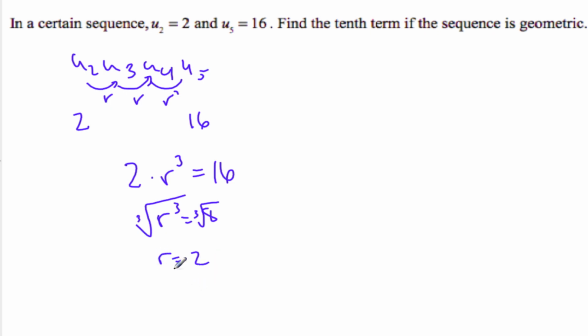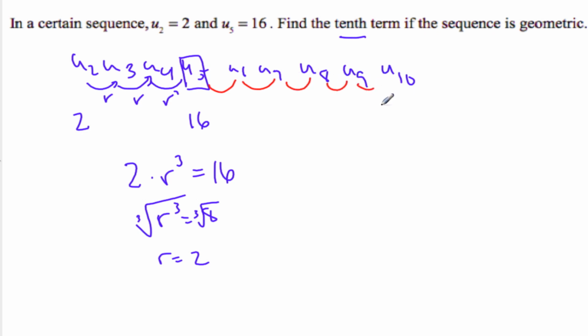Okay, so now I know I want to find the 10th term, so that means U10. Well, I have U6, U7, U8, 9, and 10. From U5, let me change colors here. I'm going to go 1 r, 2 r's, 3 r's, 4 r's, 5 r's. So if I take my U5 term, which is 16, multiply it times 5 r's, I will get U sub 10.